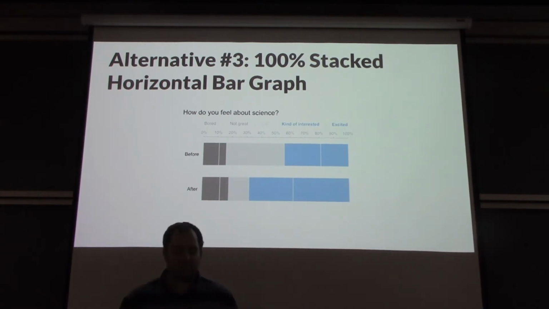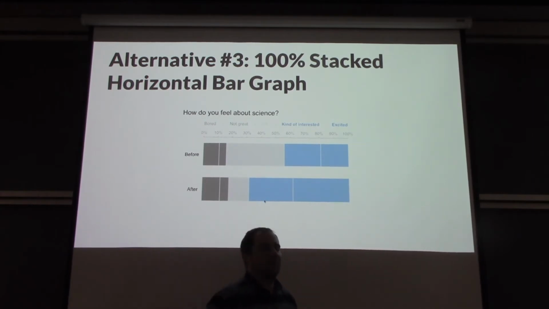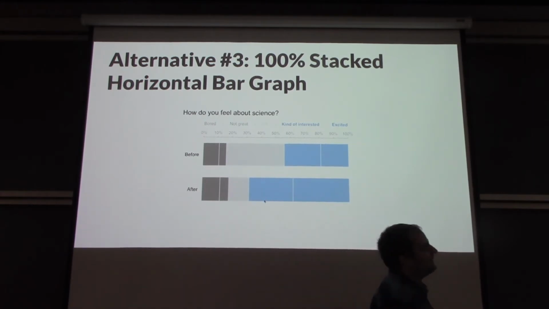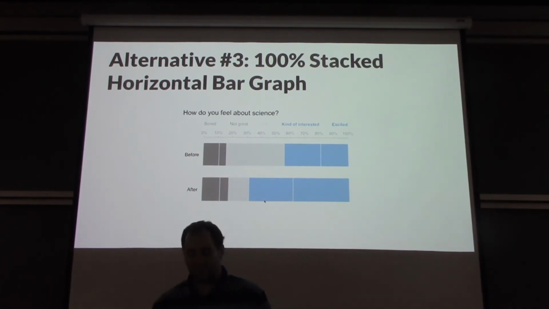Of course, we have the problem that if you want to make a comparison of those 2 segments here, that is hard because we have to compare length. And so these are unaligned length comparisons, which are harder than position comparisons.